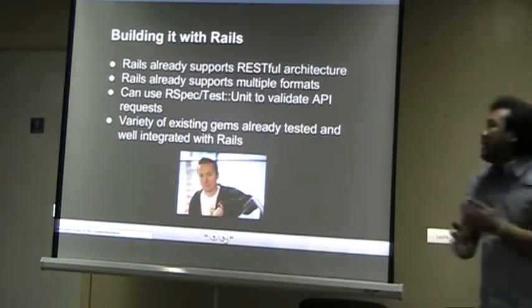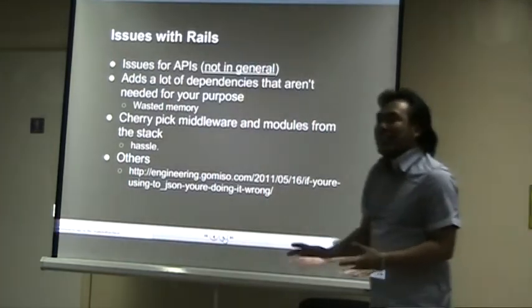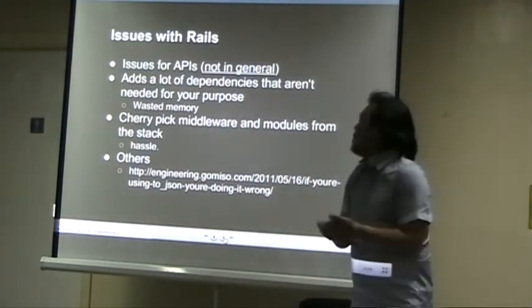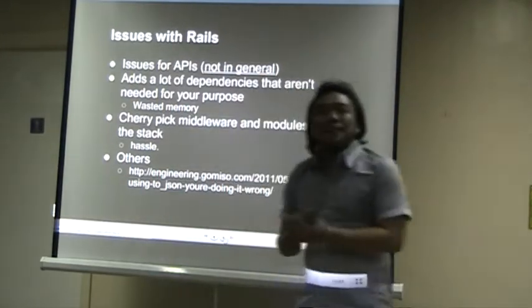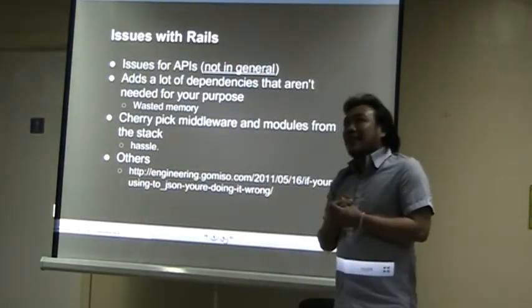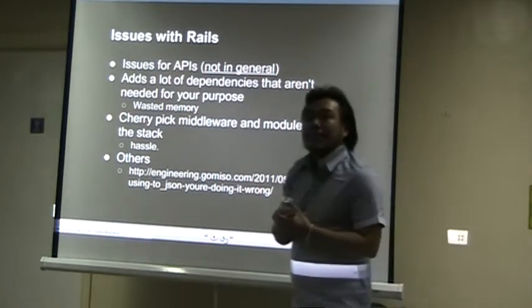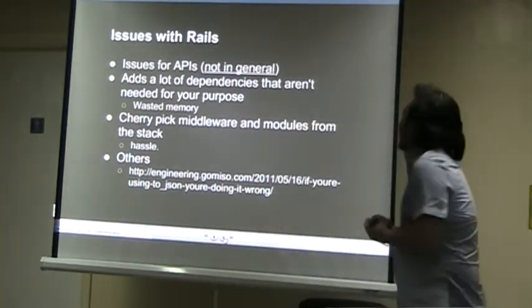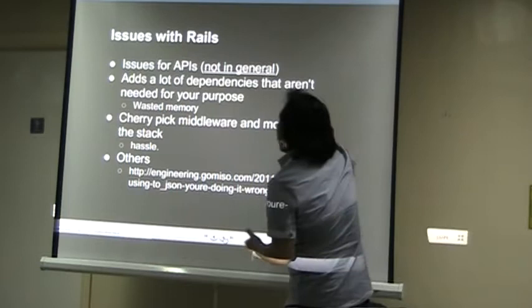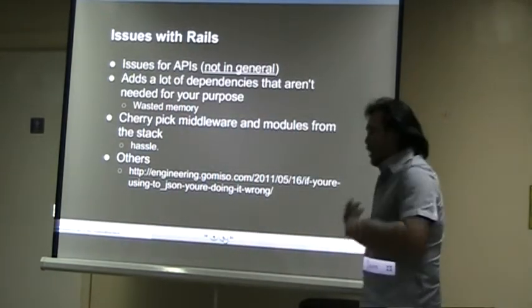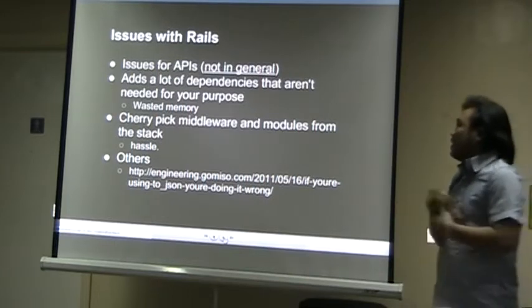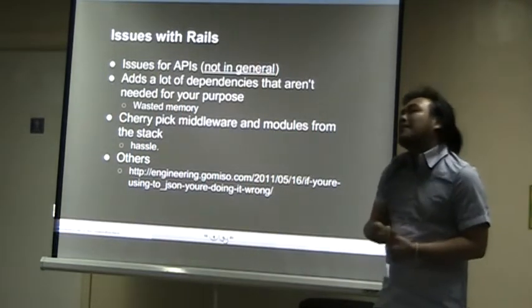But, next slide. I have a few issues with Rails. Not in general, but a few issues with it for use in my APIs, because the original API of our app, we actually built it in Rails. So these issues are, Rails, as you know, has a lot of dependencies that aren't really needed for your purpose.